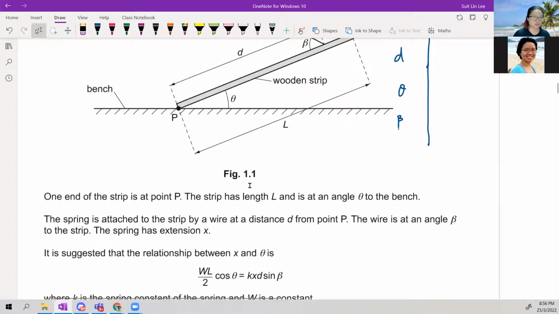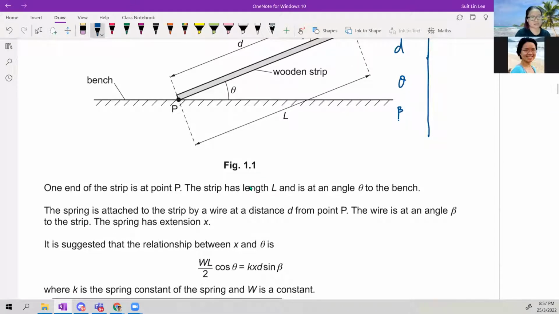It is suggested the relationship between x and theta is this. So an equation is always provided for you, okay? In a rare scenario, they can say it is suggested that x is proportional to theta square. So in very rare cases, it could be, let's say A is proportional or inversely proportional to B square, then the equation is A is equal to KB square. But oftentimes in the more modern question, they will just give you the whole equation, where K is a spring constant. So I have K and I have W.